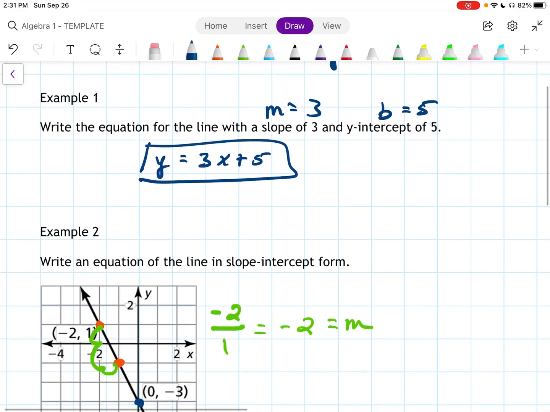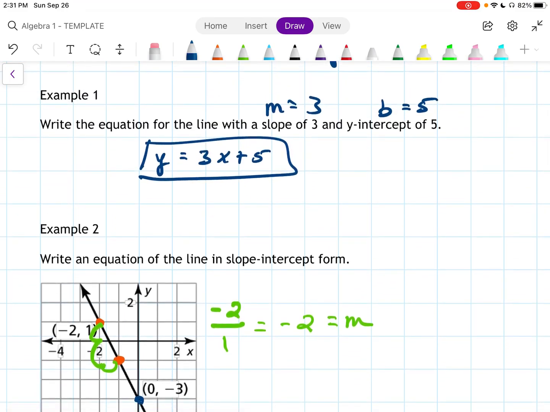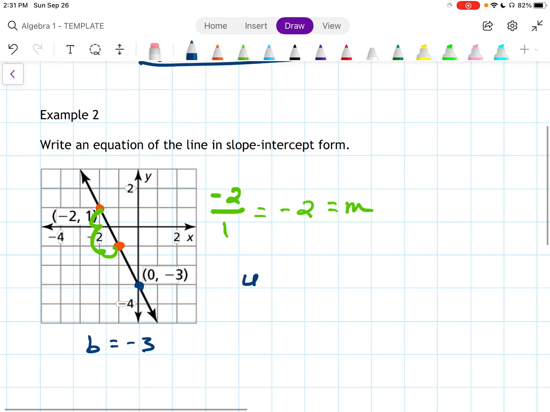Now I'm where I was at with the example 1. I have an m equals and a b equals, and I just plug in. Y equals -2x minus 3.